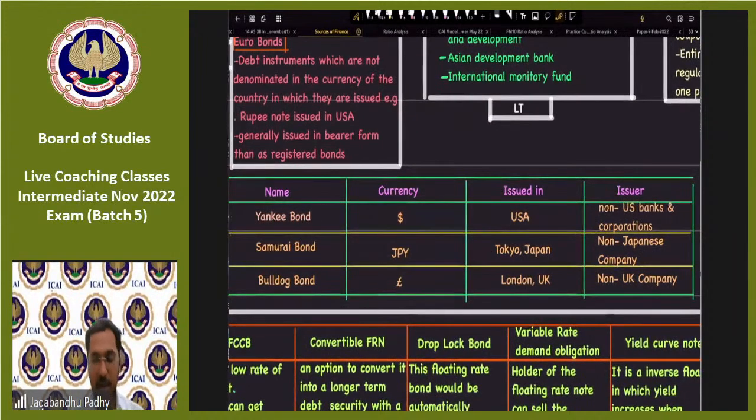Okay. Are we clear with all these three types of bonds, guys? Yankee, samurai, and bulldog bonds. Is it clear?